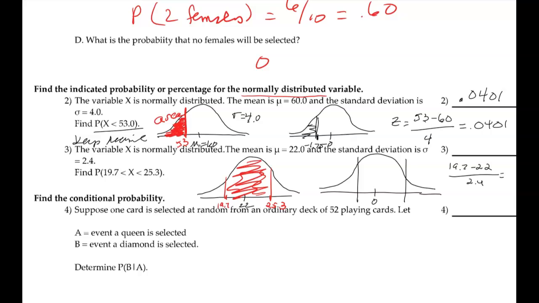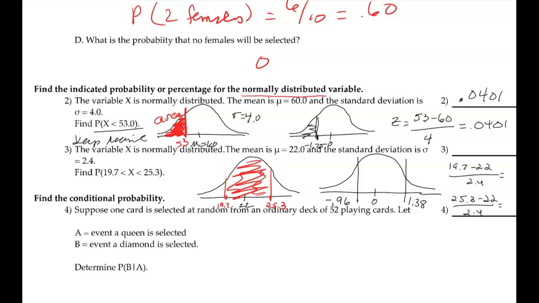And of course the other one is 25.3 minus the mean divided by 2.4. So go ahead and calculate those two standardized scores. So that 19.7 becomes negative; I round it, negative 0.96. And that 25.3, of course, is going to be positive. If I minus 22 and divide by 2.4, it looks like I get 1.38.